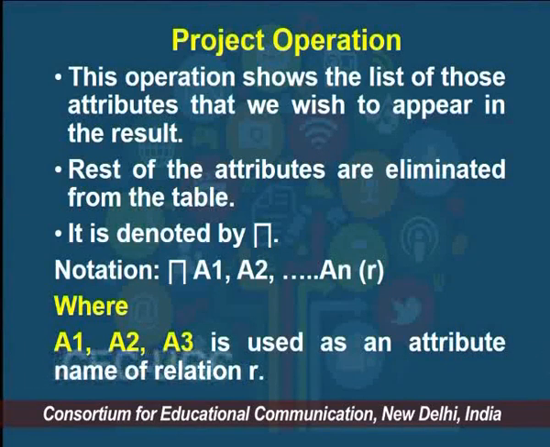In the select operation we selected some rows. Here in the project operation we will be showing the list of some attributes which we actually want to be there. Other attributes will be eliminated from the result. They will not be shown in the result, while they still exist in your original table. Now as the selection operation is denoted by sigma, here the project operation is denoted by pi.